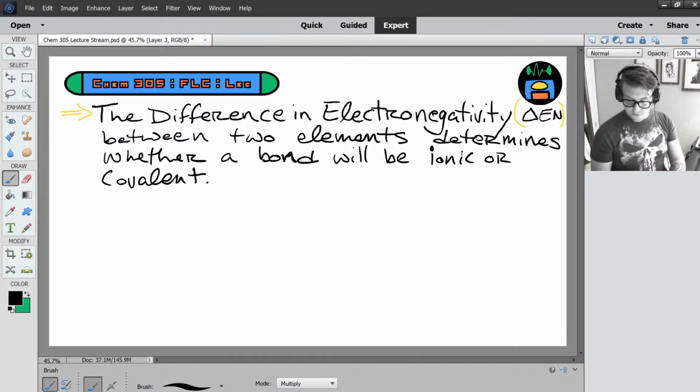All right, the difference between the electronegativities of two elements determines what type of bond they'll end up with and whether that bond will be ionic or covalent.